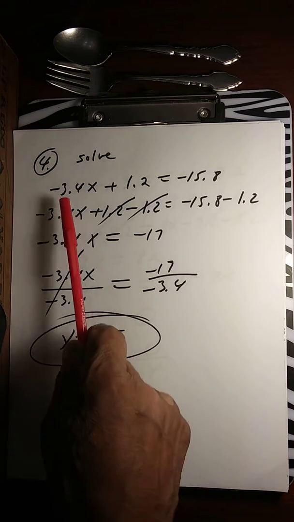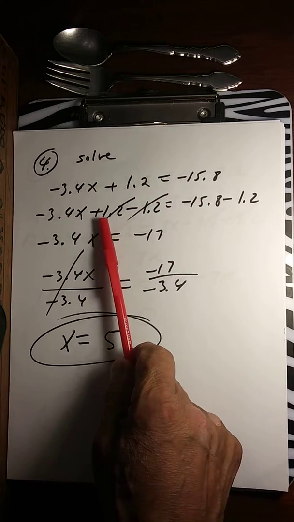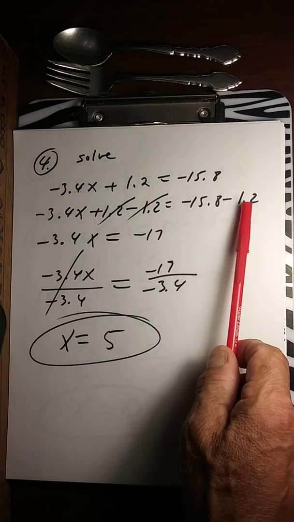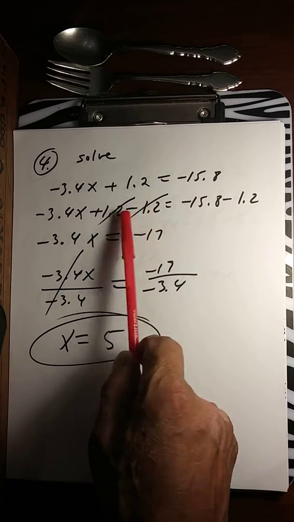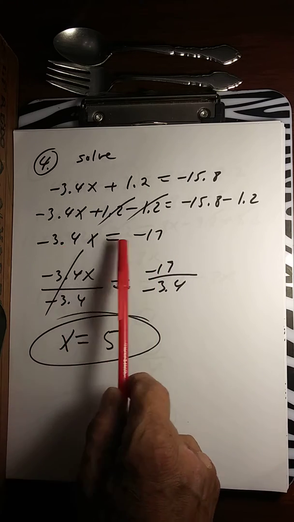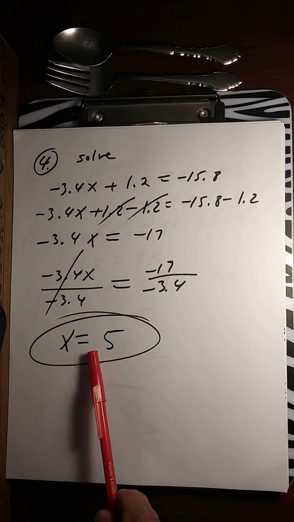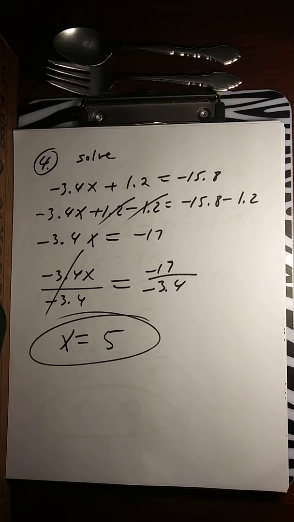Next one. Negative 3.4x plus 1.2 equals negative 15.8. Subtract 1.2 from both sides, so minus 1.2. These are gone. So this right here is negative 17. Negative 3.4x equals negative 17. Divided by negative 3.4, negative 3.4. These are gone. x is a negative divided by negative, a positive 5.